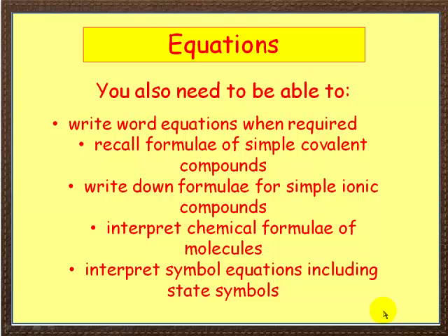Now when writing equations you need to be able to, first of all, write word equations when required. Secondly, recall the formula of simple covalent compounds, and I'll give you some of these in a moment. Thirdly, write down formulae for simple ionic compounds, and again I'll give you some of these. Interpret chemical formulae of molecules, you've just done this, we're looking at NaOH and saying what's what. Interpret symbol equations including state symbols, again you've just done this.